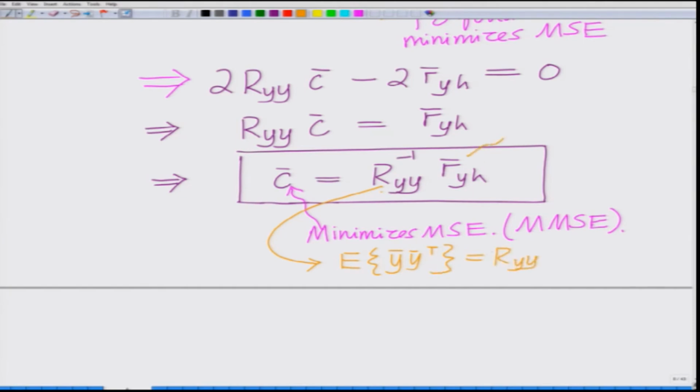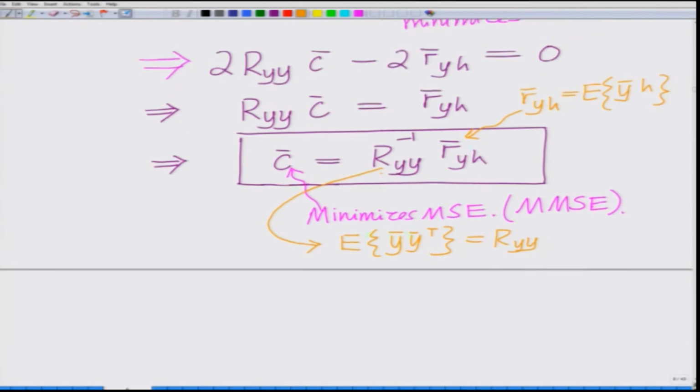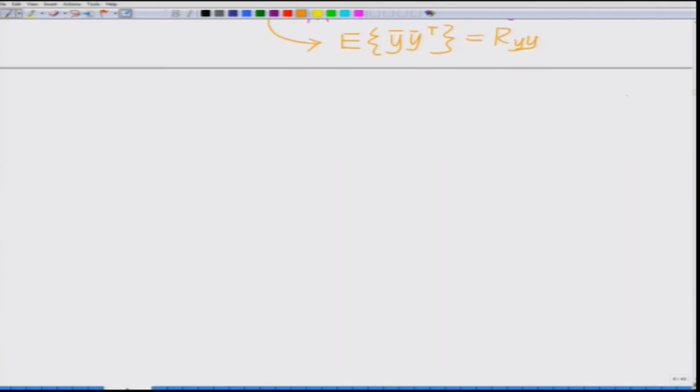R bar YY equals expected Y bar Y bar transpose, and this R bar YH is the cross covariance, that is expected Y bar into H, the cross covariance between the observation vector Y bar and the parameter H, correct. And therefore, now what do we have? The optimal MMSE estimate H hat, this is C1 Y1 plus C2 Y2 plus so on Cn Yn. This is the LMMSE estimate.